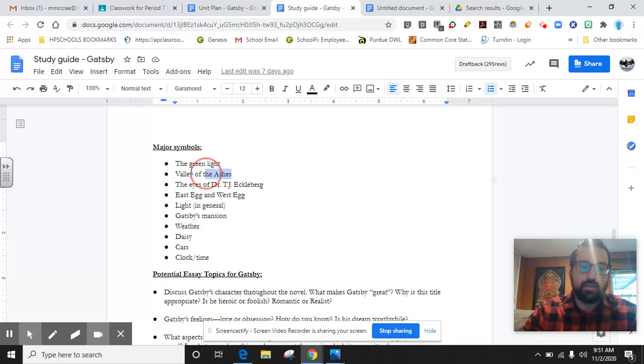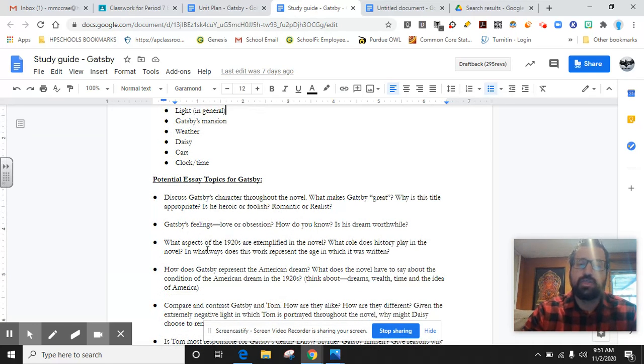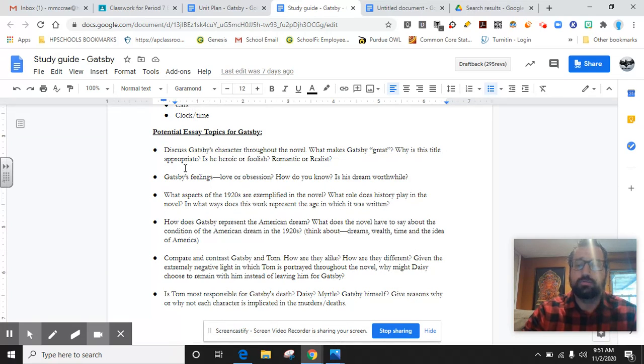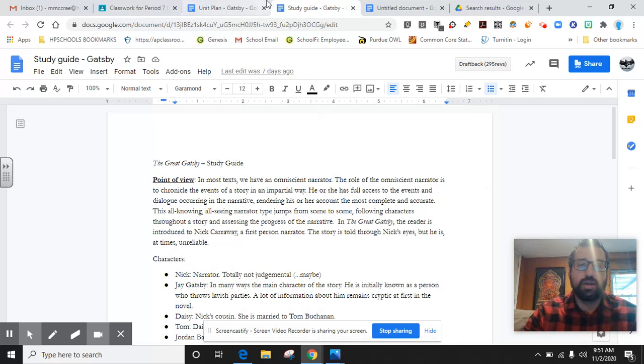Valley of the Ashes, that's the beginning of chapter 2, I believe. Try to think about what this setting means as far as social class goes. All this other stuff, you'll see that the more and more it comes up, how it all contributes to some of the major themes. These potential essay topics, this is just to give you an idea of other topics you could analyze for. So you can read through these and keep them in your mind when you start reading.